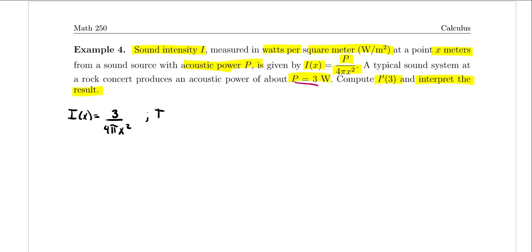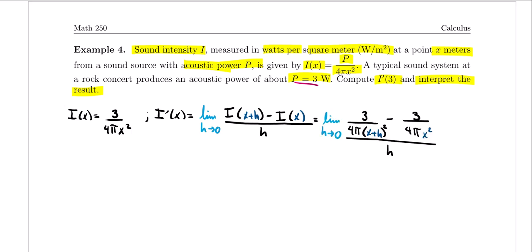I prime of x, which is equal to the limit as h approaches 0 for I of x plus h minus I of x all over h, which gives us the following: the limit as h approaches 0 for 3 over 4 pi times x plus h squared minus 3 over 4 pi x squared, and it is all over h. Oof. All right, so how can we simplify this one here, guys?